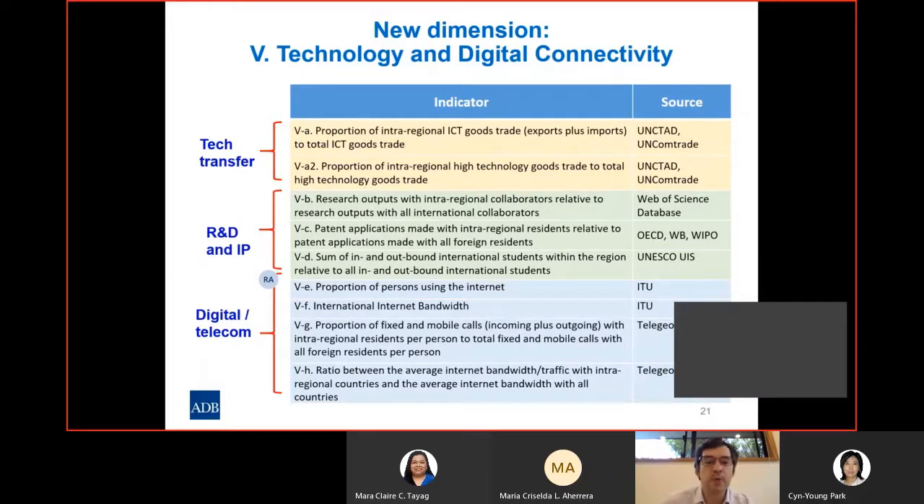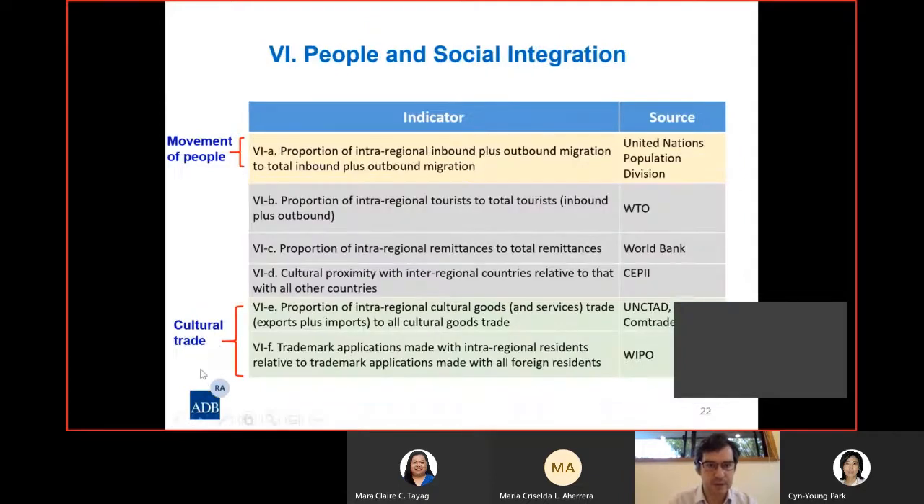And third, we will have the digital and telecommunication indicators, which are bilateral indicators reflecting, for example, the internet bandwidth between countries, the internet traffic, the proportion of mobile calls, and the ratio between the average internet bandwidth and traffic with the region and the world. So basically, this will be the structure, 3 types of indicators to form this technology dimension.